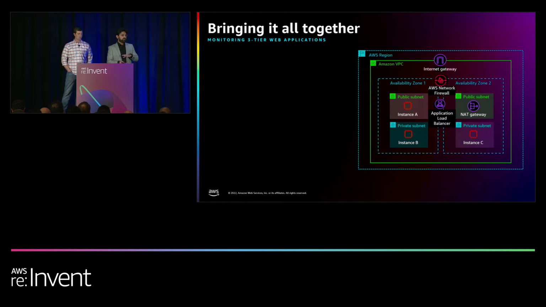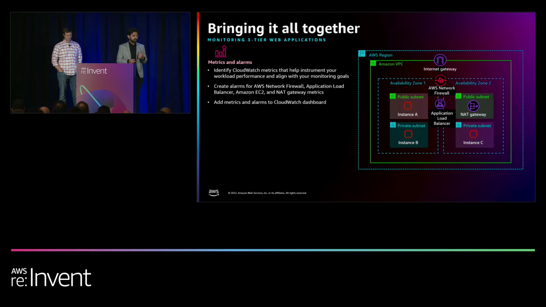So, bringing it all together. We started with the 3-tier architecture. We talked about a lot of different things, how you can observe your network, how you can collect the network telemetry data, and how all of this works together. So first of all, you can identify the CloudWatch metrics that you want to monitor, which help you instrument and gauge your application and align with your monitoring goals for all of these services: the Network Firewall, Application Load Balancer, EC2 instances, and NAT gateways. Then you create alarms for these individual metrics so that you can get proactive alerting through, let's say, CloudWatch anomaly detection. And then you add these metrics and alarms to your CloudWatch dashboard.